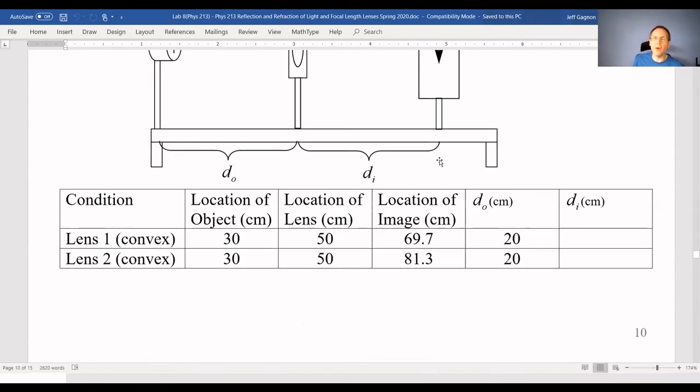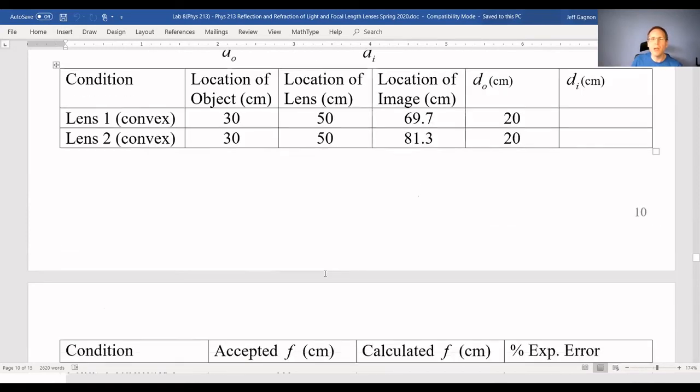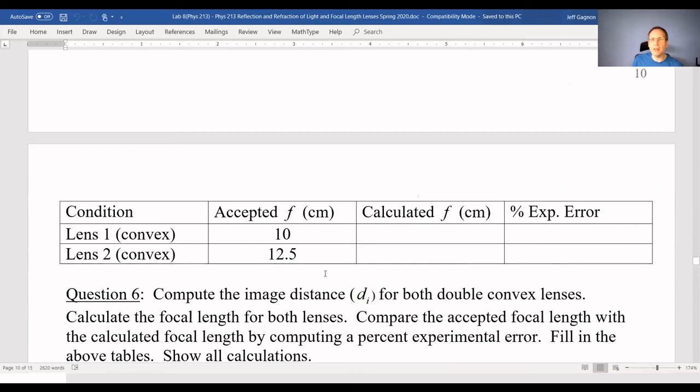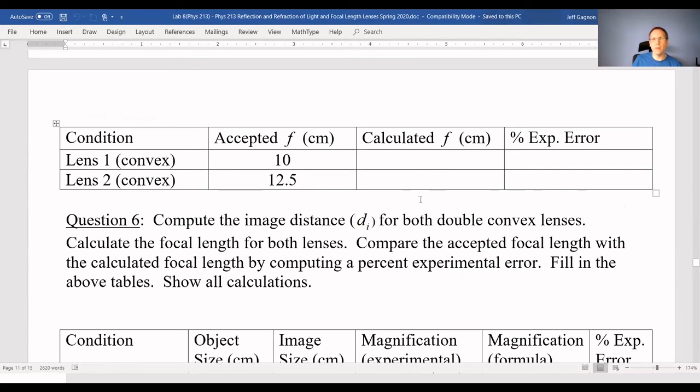In fact, we actually did this for two different converging lenses. We did a 10 centimeter converging lens and a 12.5 centimeter converging lens. So lens one is a 10 centimeter one, lens two is a 12.5 centimeter one. So using the thin lens formula, you're going to calculate the focal length for both of those double convex or converging lenses. And then you want to compare your calculated value to the accepted values of 10 and 12.5 by computing the percent experimental errors. And again, show me these four calculations.